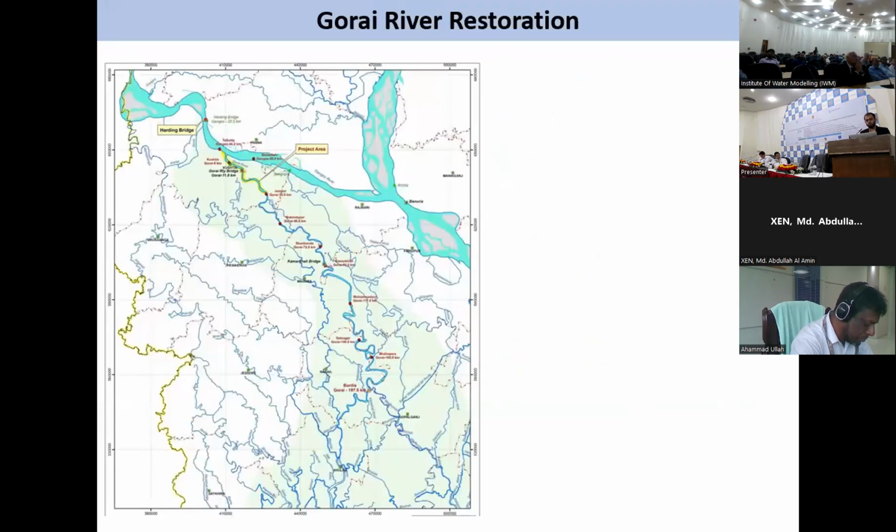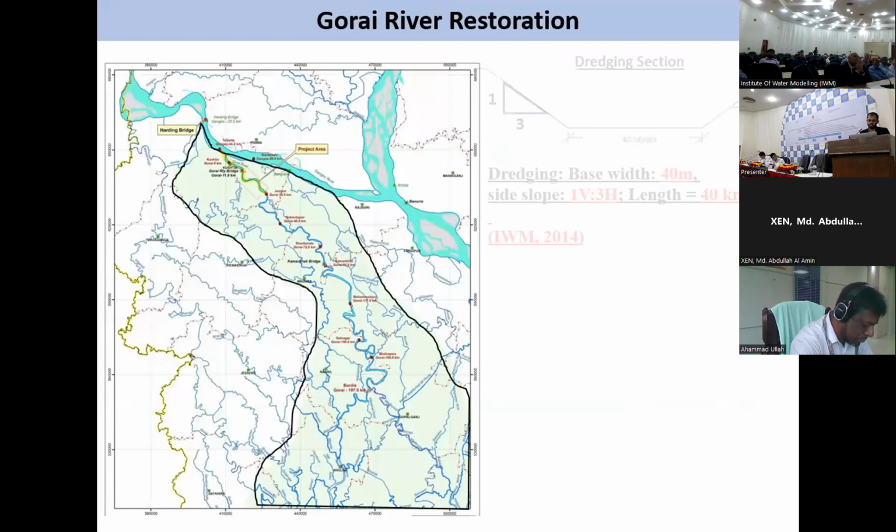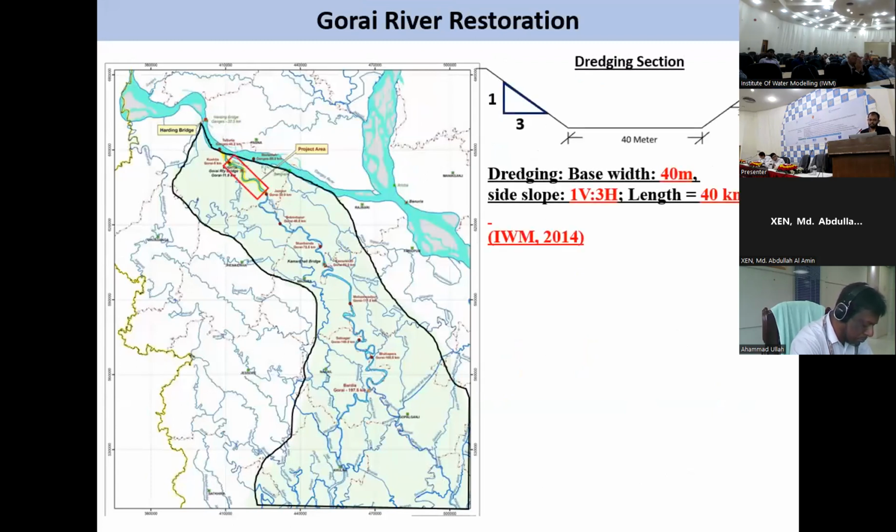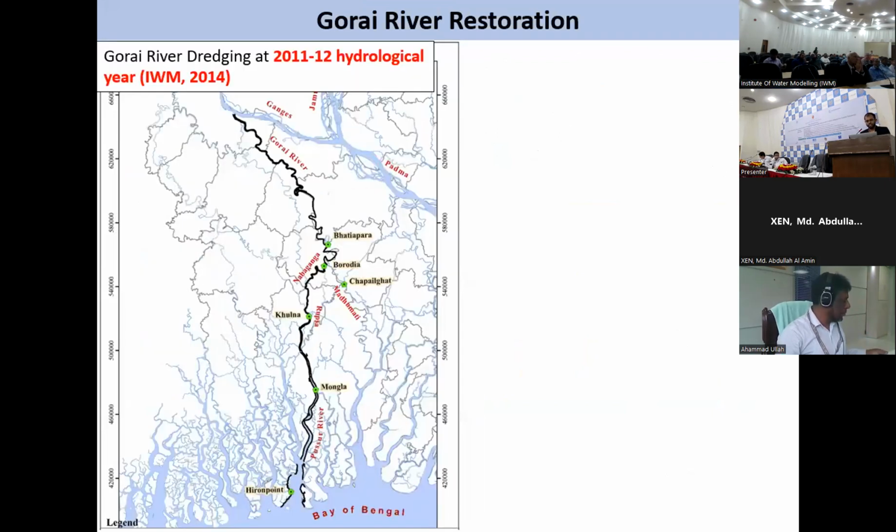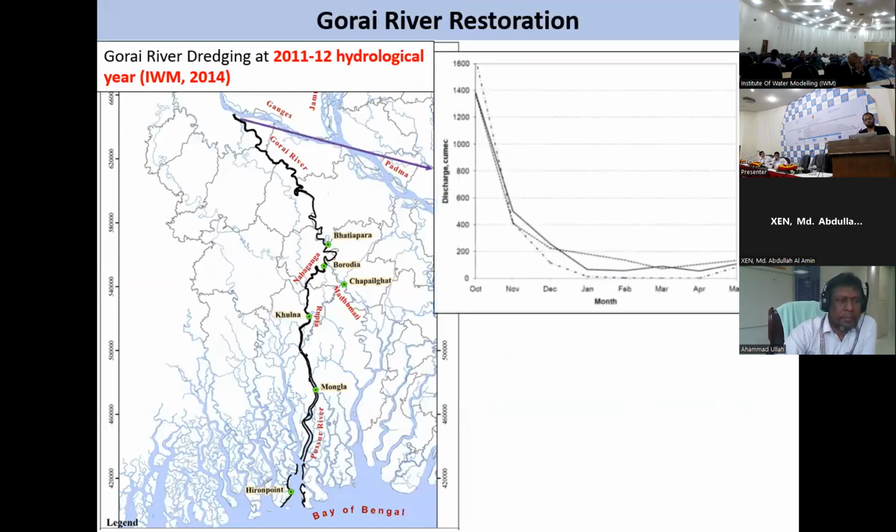Now we come to another intervention, which is the Gorai River restoration. Under the Gorai River restoration, the dredging of Gorai River is proposed at the first 40 kilometers of stretch after the offtake. And this information I obtained from the IWM 2014 report, the Gorai River restoration report.